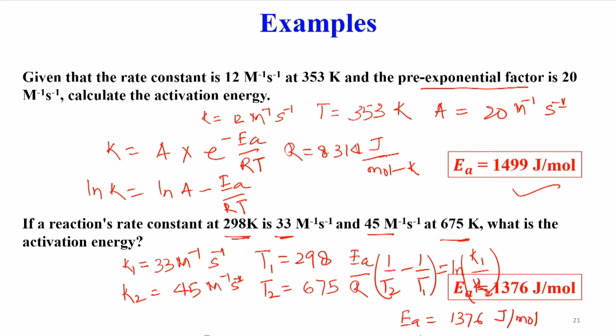So with this I will stop here. Today we discussed the basics of enzymes, how enzymes function, their nomenclature and classification, how they work as a catalyst, how they influence the rate of reaction without compromising the equilibrium, and how one should be able to calculate the activation energy.